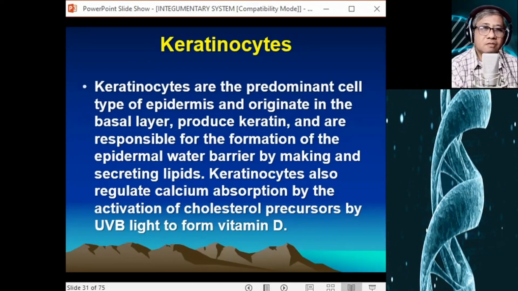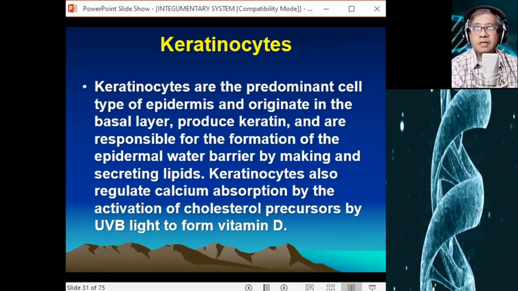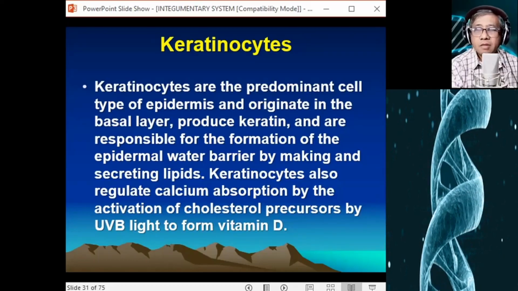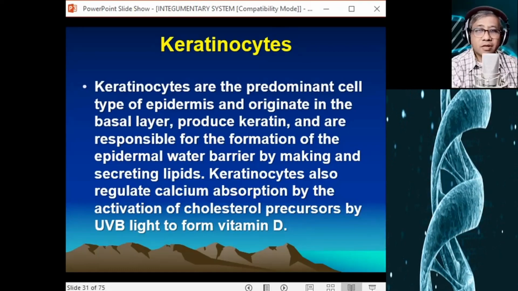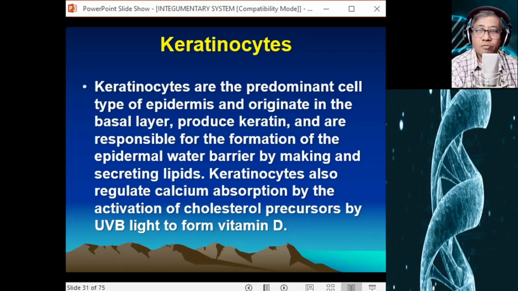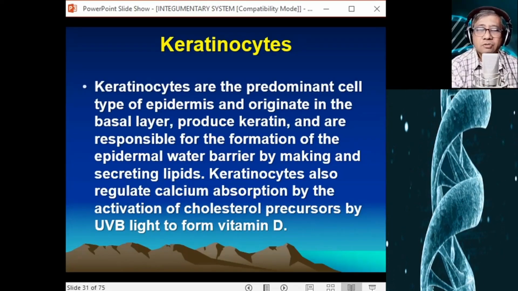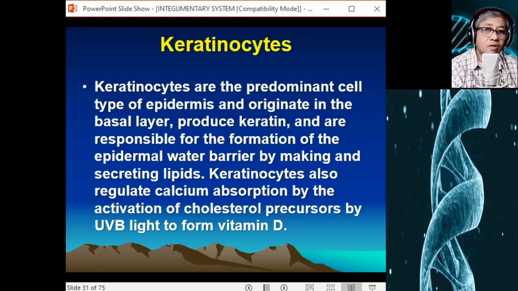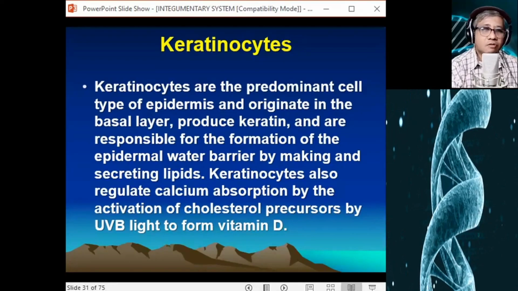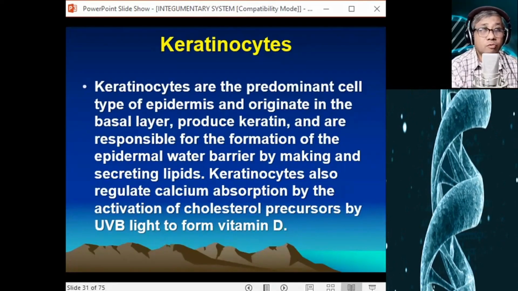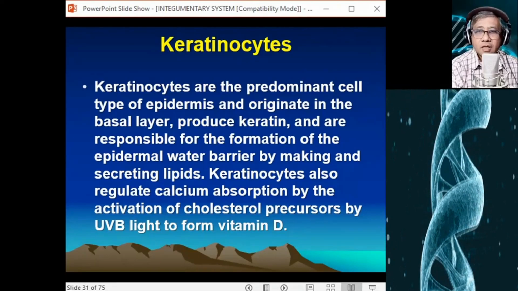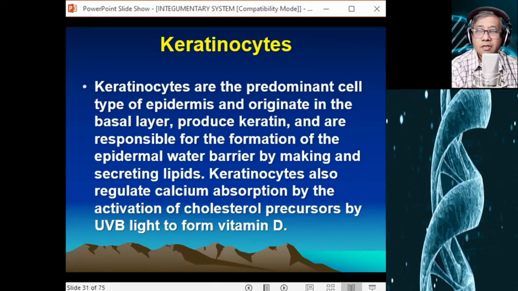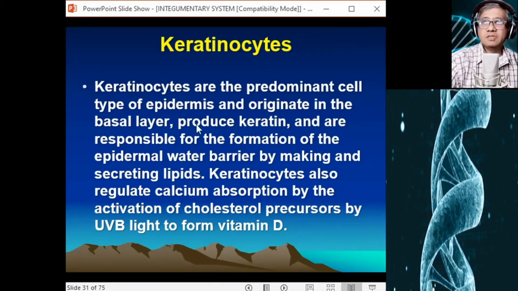And by the name itself, keratinocytes, these are the cells that produce keratin, and are responsible for the formation of the epidermal water barrier by making and secreting lipids. Itong water barrier na to, yung keratin, because keratin makes the skin a waterproof barrier. Keratinocytes also regulate calcium absorption by the activation of cholesterol precursors by UV radiation to form vitamin D. Upon exposure to UV rays from the sun, they help regulate calcium absorption. And they also aid in the production of vitamin D, which is very important in bone development. So that's how we describe these keratinocytes.